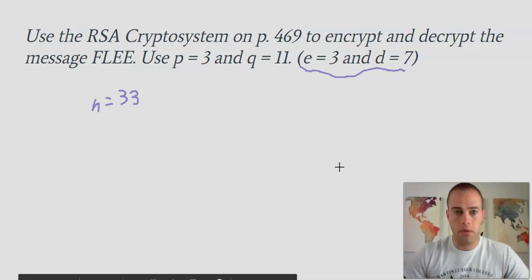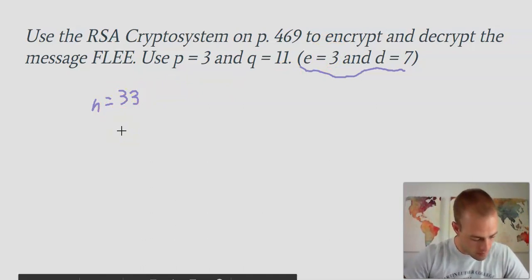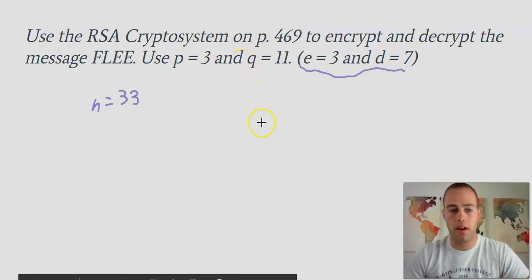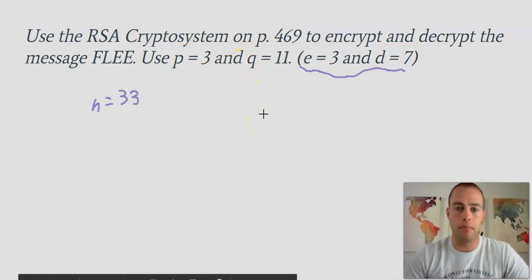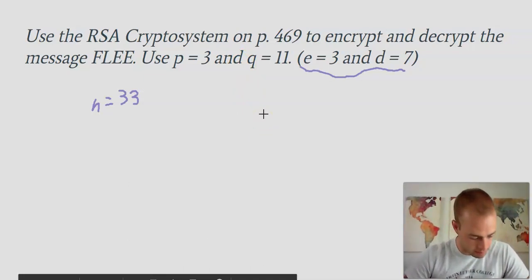After we would have all these numbers created, we would jump down to step 6, which says publish E and N in a public directory. So E and N, 3 and 33, would be the public key that everybody would have access to. Then step 7 says keep D secret along with P and Q. So D, P, and Q are the numbers that we keep. That's the private key that we're going to use to decrypt anything that's sent to us.